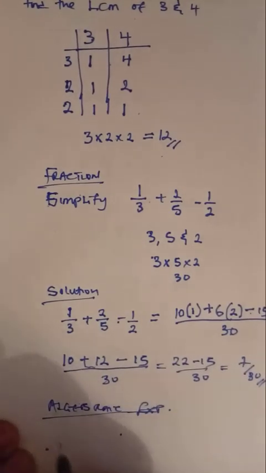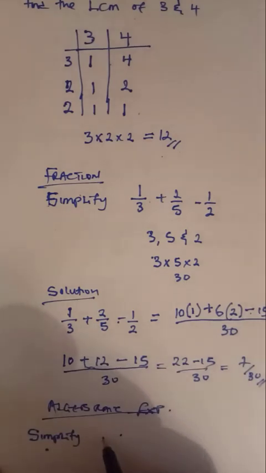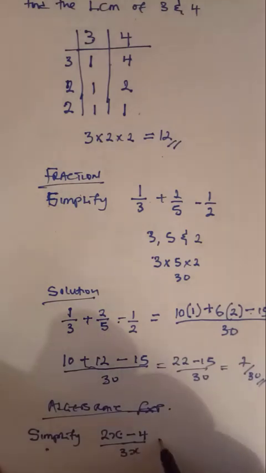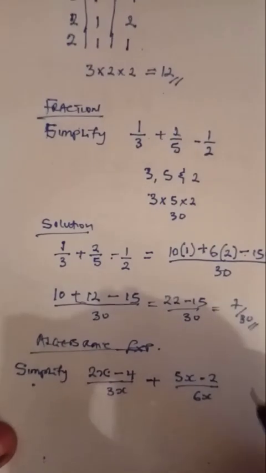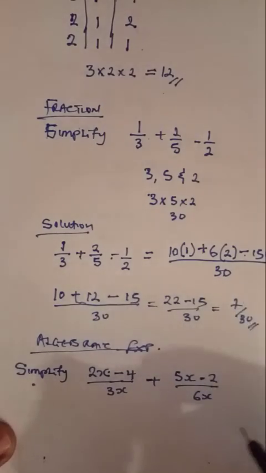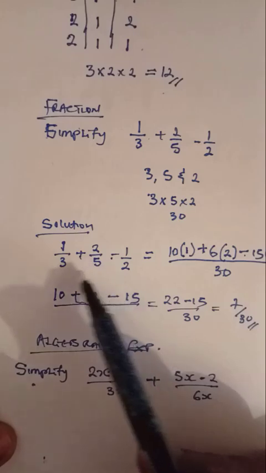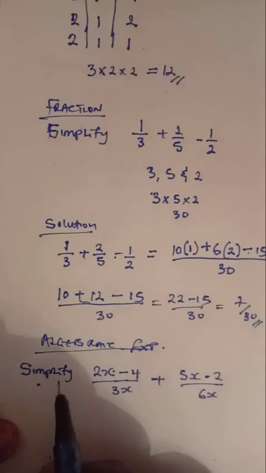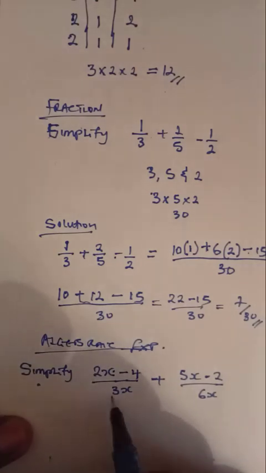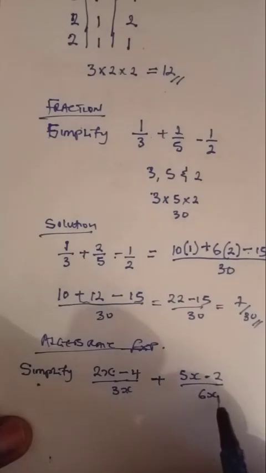So if we have this algebraic expression and we are asked to simplify 2x minus 4 all over 3x plus 5x minus 2 all over 6x. Remember how we found the LCM of these terms here. We also do the same for this algebraic expression. So we need to find the LCM of 3x and 6x.